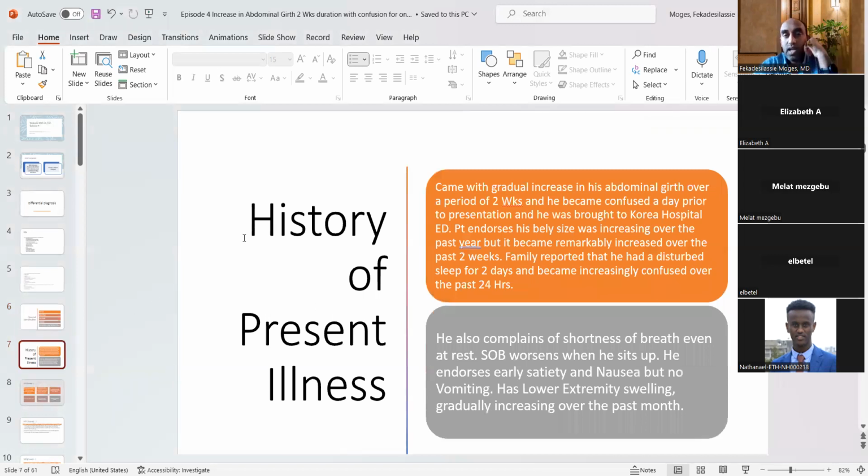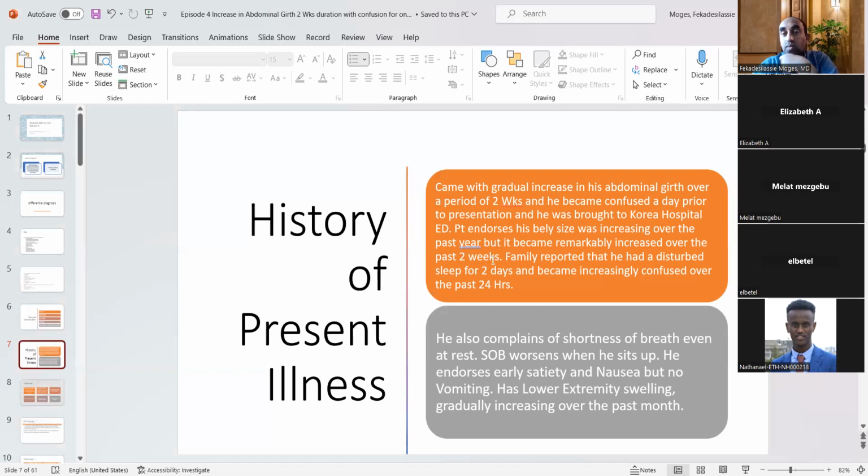So I came with gradual increase in abdominal girth over a period of 2 weeks. I became confused a day prior to presentation. He was brought to the hospital, and endorses his belly size was increasing over the past year. You see, this part you didn't ask. So the belly size was increasing over the past year, but it became remarkably increased over the past 2 weeks. Okay, and family report, that tells you something.